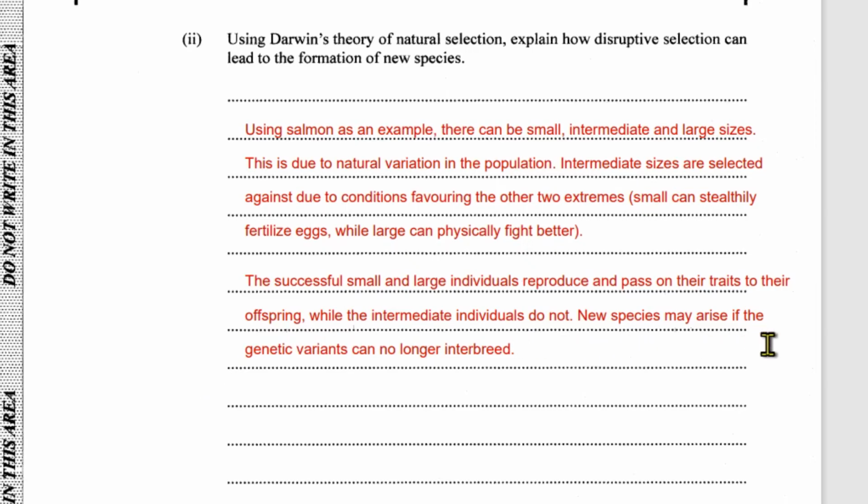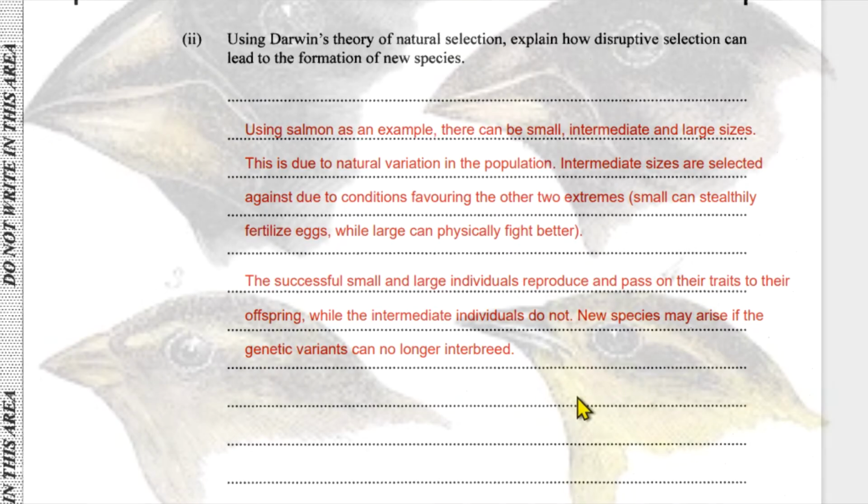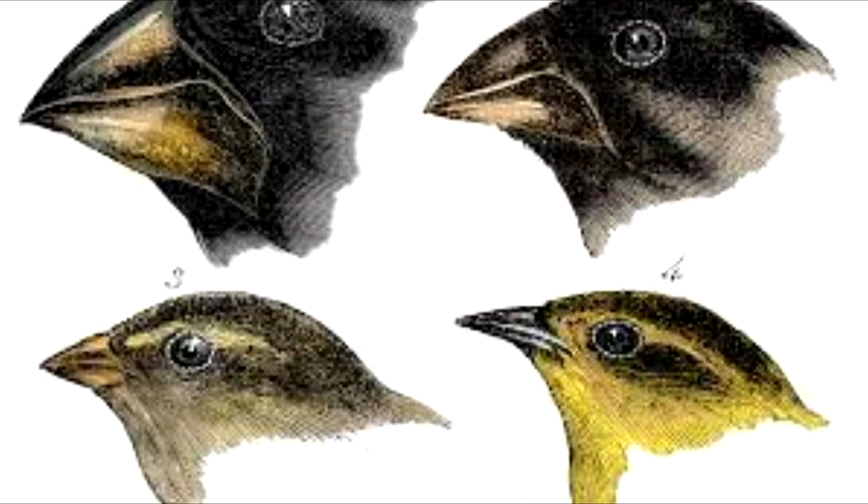New species may arise if the genetic variants can no longer interbreed. This is called speciation. So for example, if we end up with a bunch of small salmon and a bunch of large ones of the same species, eventually they're going to genetically diverge so much from each other that they won't even recognize each other as mates anymore. They might not even be able to mechanically reproduce anymore, and thus they would undergo speciation and become two different species. It's the same as the finches on the Galapagos Islands.